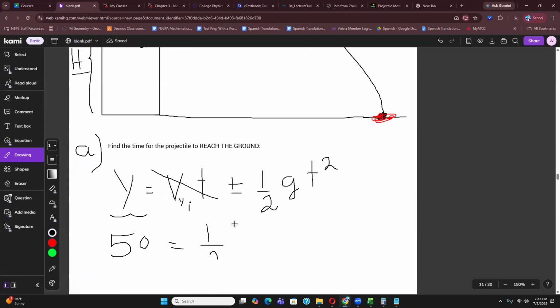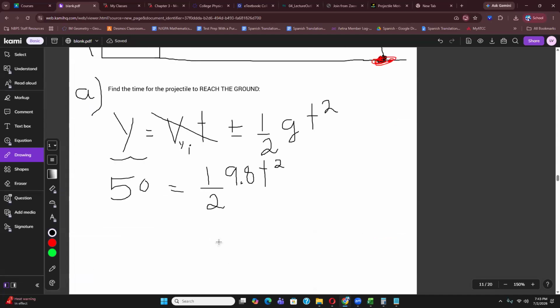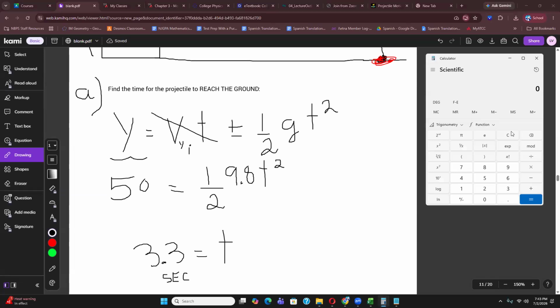1/2 gravity, let's just use 9.8, times t squared. So that's how you find time. Right? About 3.3, right? Or 3.3 seconds. Hmm? 3.2.